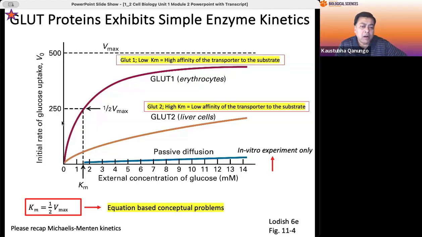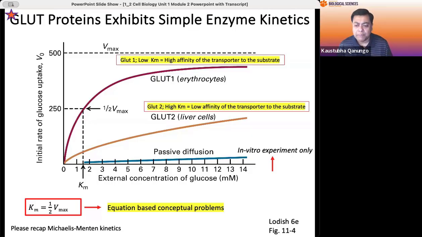And right here, this is the initial rate of glucose uptake, and in the Michaelis-Menten equation we consider that as V0. So this is your V0, the initial rate of glucose uptake. Here you can see that passive diffusion means that if you just put a cell in glucose water, glucose probably is going to move into the cell in an in vitro experiment. Remember that. This can only happen if you have an isolated cell that you put in a glucose solution.